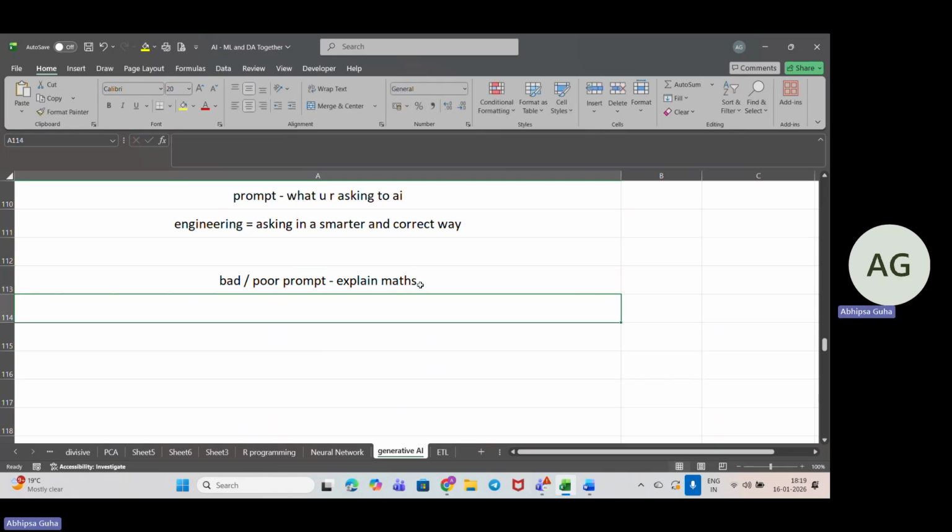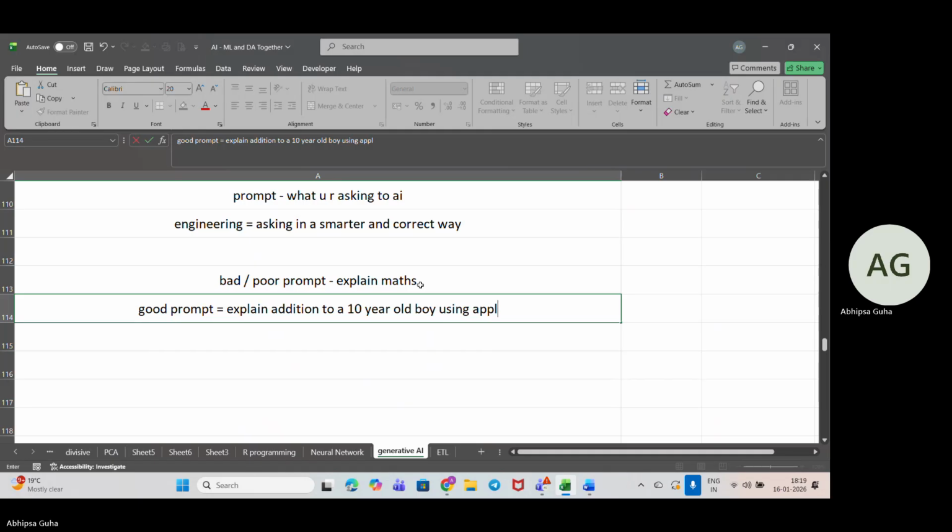But in the same way, when you are explaining and giving the idea, the good prompt that comes out is: explain addition to a 10-year-old boy using apples as an example, in a simple and easy language.